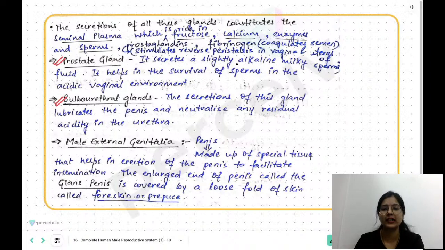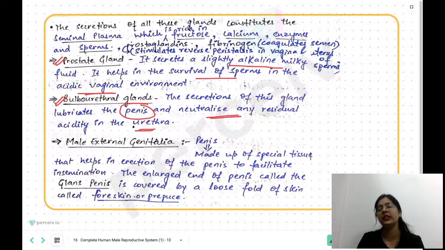ना ये अब इसमें प्रोस्ट्रेट ग्लैंड के सिक्रीशंस एंड बाल्बोयूरेथ्रल ग्लैंड के भी सारे दिए हुए हैं. प्रोस्ट्रेट ग्लैंड का स्लाइटली अल्कलाइन फ्लूइड होता है या कंडीशंस होते हैं that helps in the survival of sperms as well in the acidic vaginal environment. Bulbourethral glands की जब हम बात करते हैं तो इनके ग्लैंड के सिक्रीशंस जो होते हैं वो पेनिस को ल्यूब्रिकेट करता है एंड इट न्यूट्रलाइज करता है एनी एसिडिटी व्हिच इज प्रेजेंट इन द यूरेथ्रा. सो दैट इज द केस.